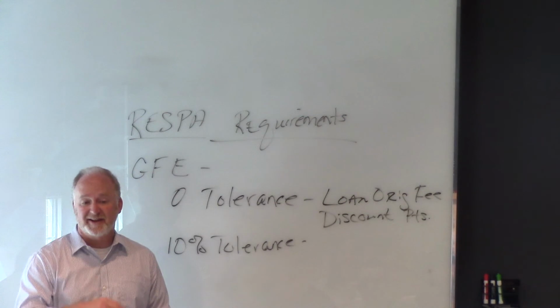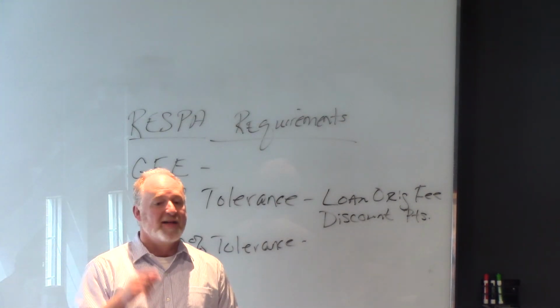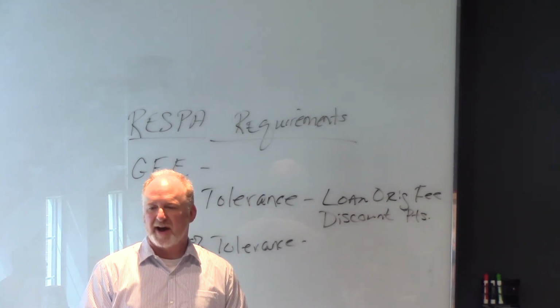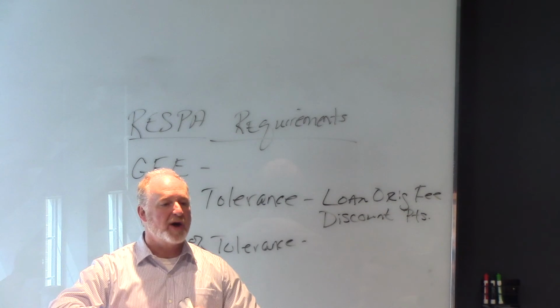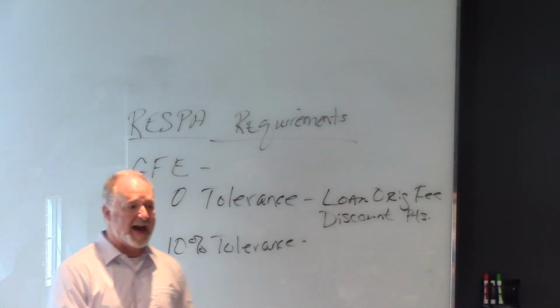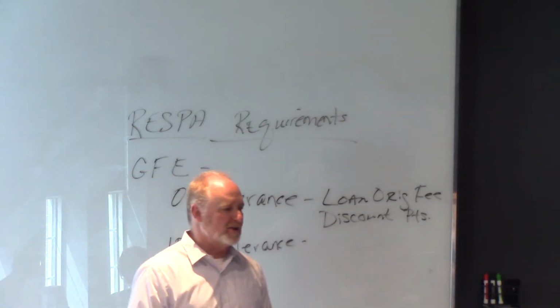Matter of fact, listen to this. You know what lenders mostly do today? In some cases, they actually quote high. And the reason they quote high is because they do not want this to be out of tolerance. There's a penalty to the lenders if they're out of tolerance. And that penalty is that they can't sell that loan in the secondary market.